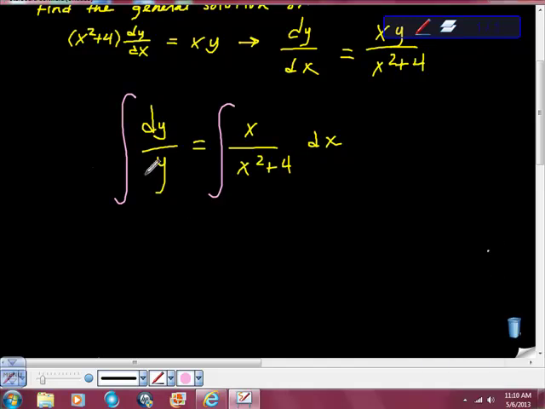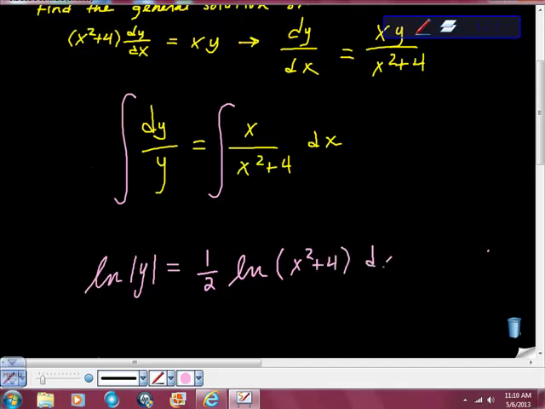All right, so I'm going to integrate this side. You can see that the derivative over the function is an ln, so we're going to get ln of absolute y. And here, this is also an ln because the derivative of x squared plus 4 is 2x. So what we're missing is a factor of 1/2 out front. So we have 1/2 ln of x squared plus 4, plus c. All right, so far so good.